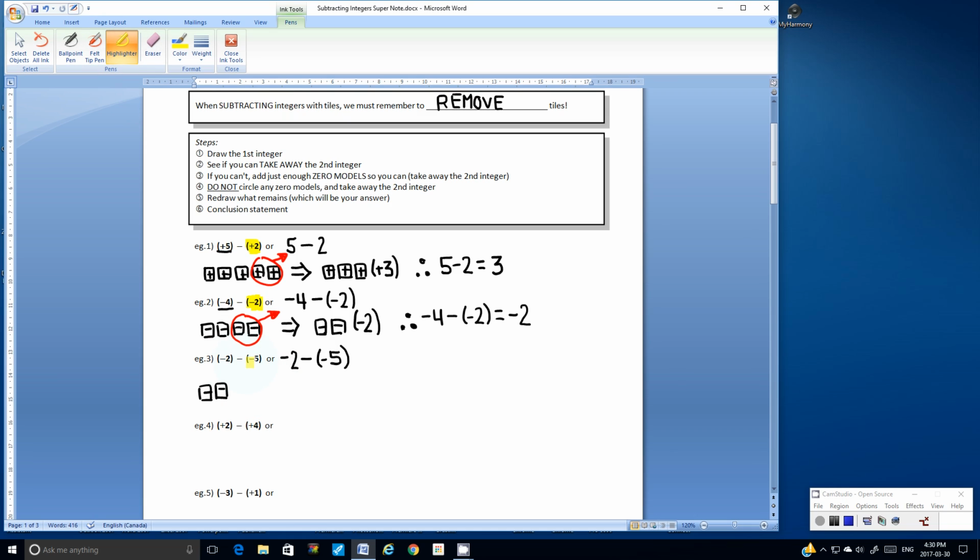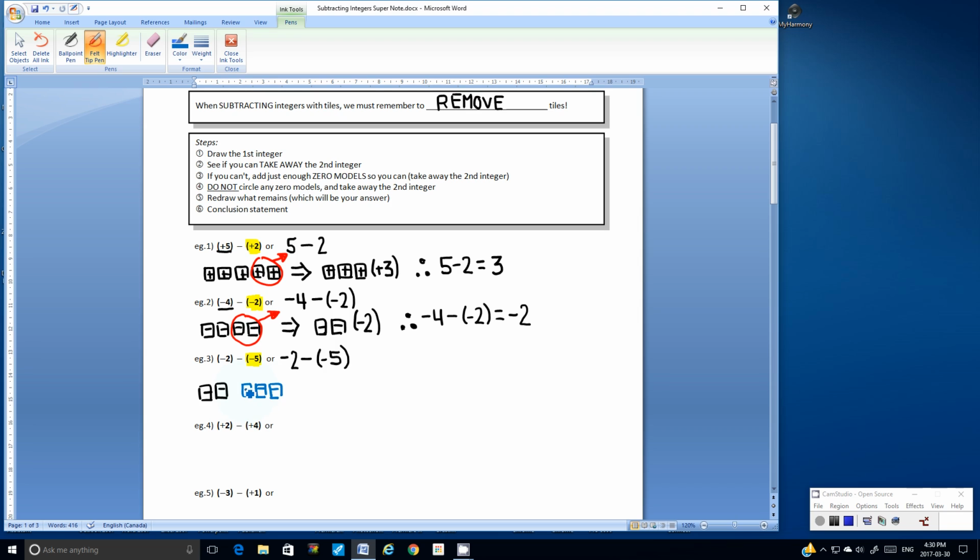Okay, so let's ask ourselves, is it possible to take away the second integer? Well, in this case, we have only 2 negatives here, but we have to take away 5 negatives. So how many negatives are actually missing so that we can have 5 negatives in total? I hope you said -3. So I'm going to use a different color here. So I'm going to bring over 3 negative tiles.